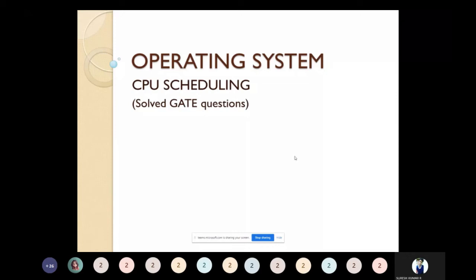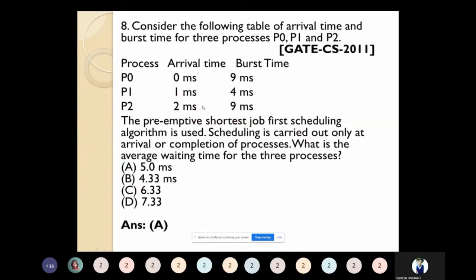Hi, good morning, students. Today we're going to see about an OS subject. We're going to solve some GATE questions on the topic CPU scheduling, based on preemptive shortest job first scheduling. This is one of the scheduling methods. So from this topic, we have to solve this problem.